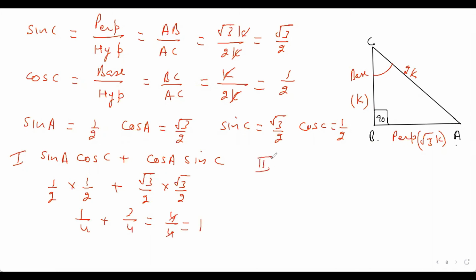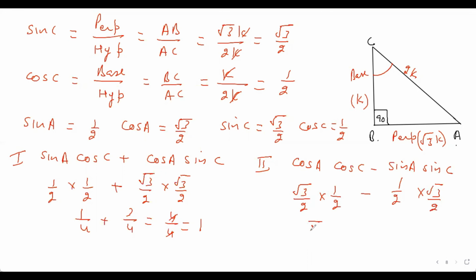Its second part is you have to find cos A cos C minus sin A sin C. What is cos A? Root 3 by 2. What is cos C? 1 by 2. Minus what is sin A? 1 by 2. What is sin C? Root 3 by 2. I'll have root 3 by 4 minus root 3 by 4. It means answer is 0.